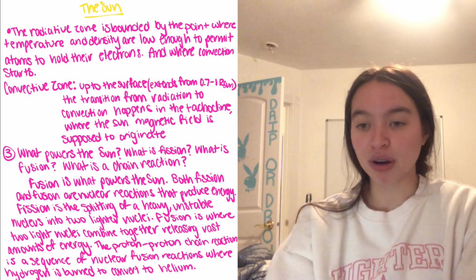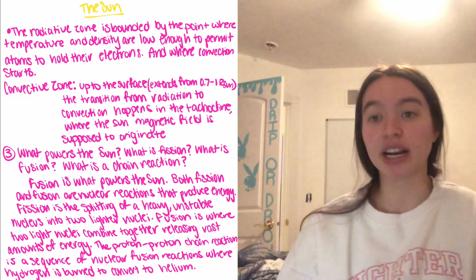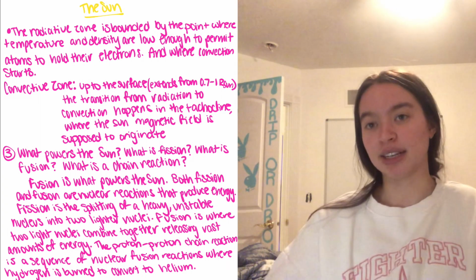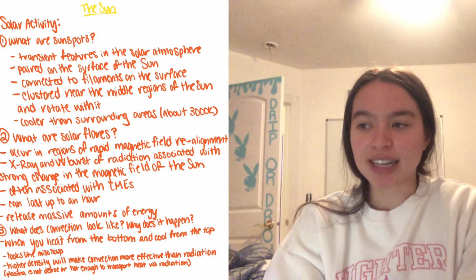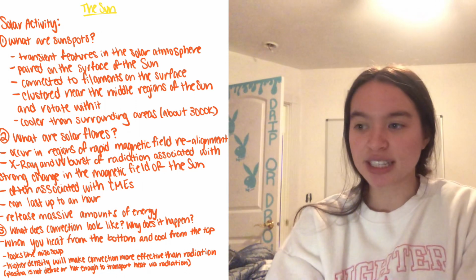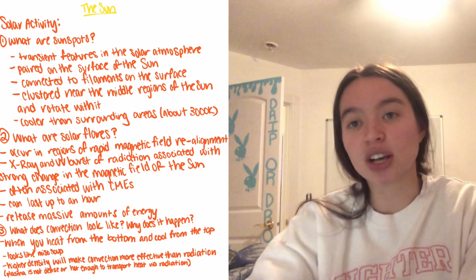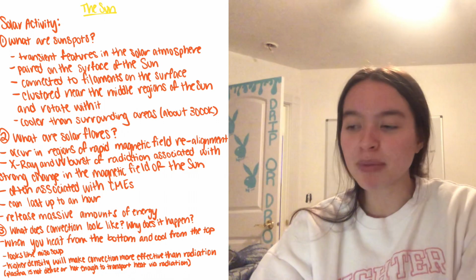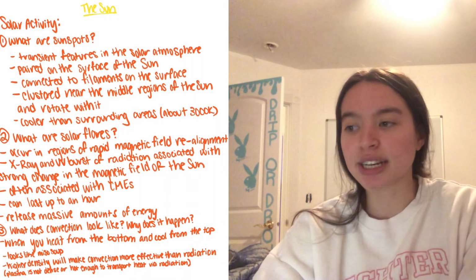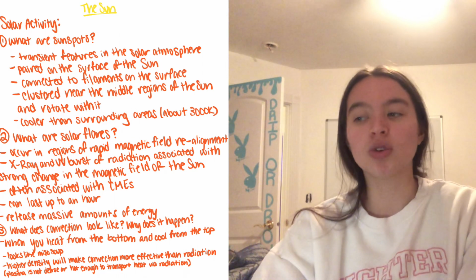The proton-proton chain reaction is a sequence of nuclear fusion reactions where hydrogen is burned to convert to helium. Next subtopic is solar activity. The first question is, what are sunspots? Sunspots are transient features in the solar atmosphere, and they appear on the surface of the sun. They're connected to filaments on the surface, and they're clustered near middle regions of the sun and rotate with it. They're also cooler than surrounding areas.